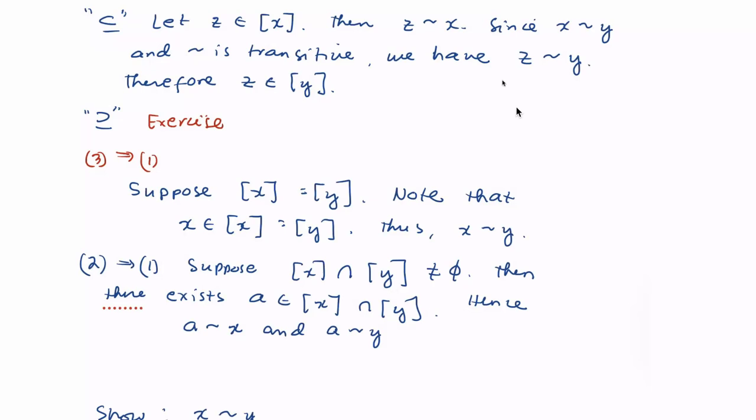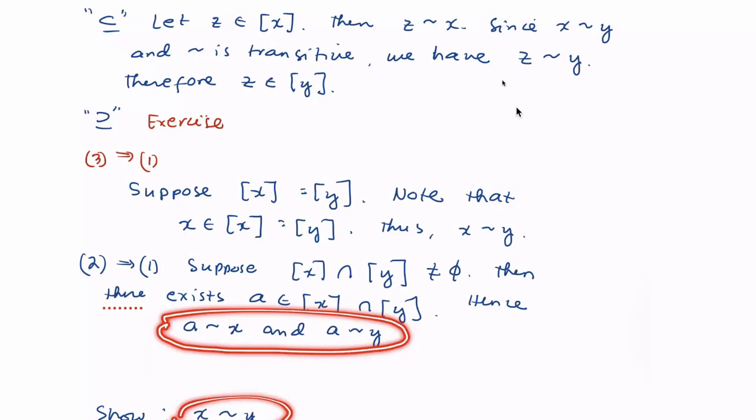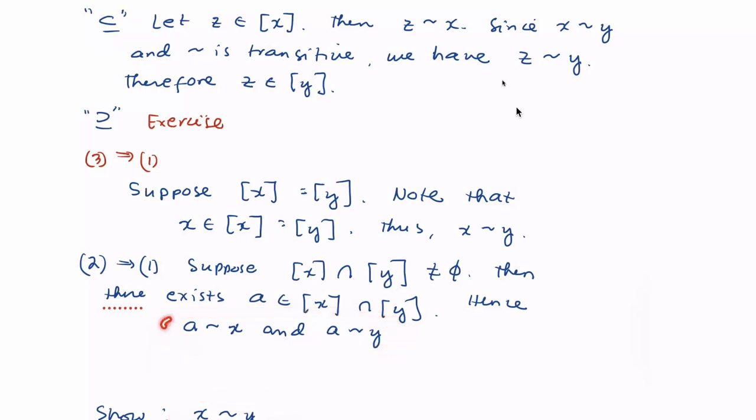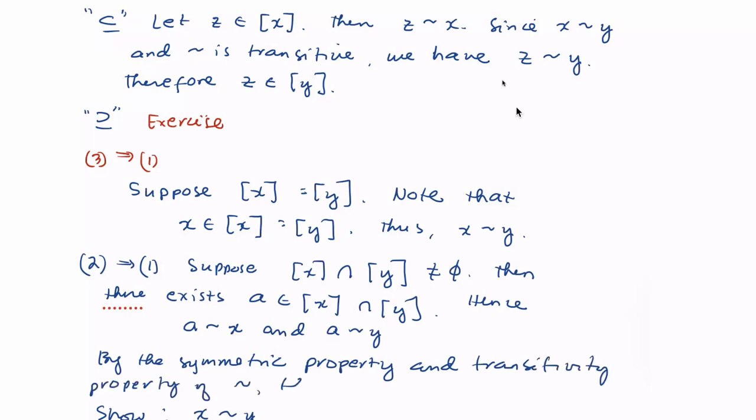What do we want to show? We want to show x is related to y. So can you now see what we will do here in order to get this? We will make use of transitivity and the symmetric property, right? So we will write A equivalent to x as x is related to A, right? So we have x is related to A and A is equivalent to y. I keep on interchanging related and equivalent, all right? So they are just the same. So therefore, we now have that x is equivalent to y. So by the symmetric property and transitivity property of the equivalence relation, we have x is equivalent to y.